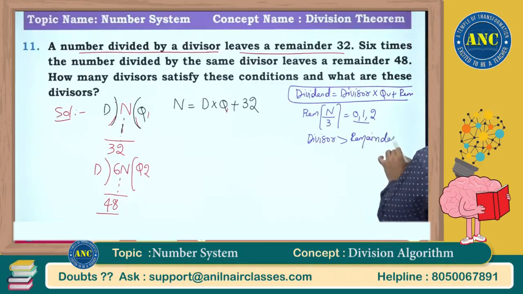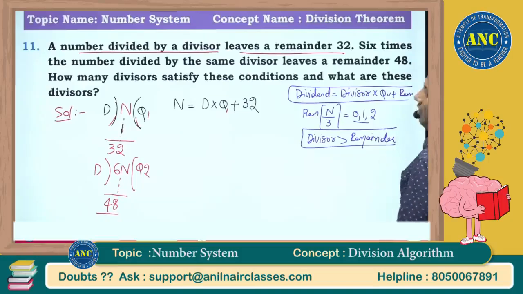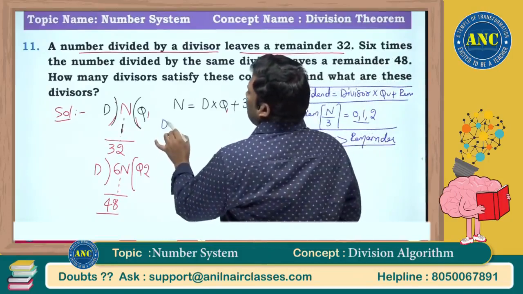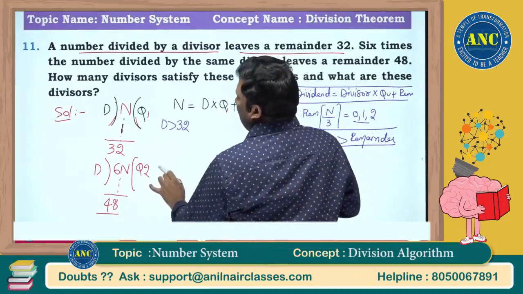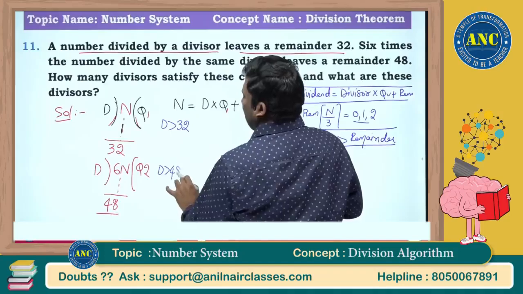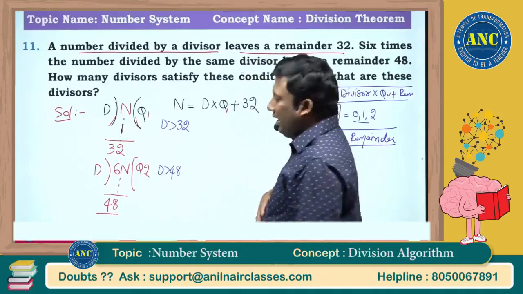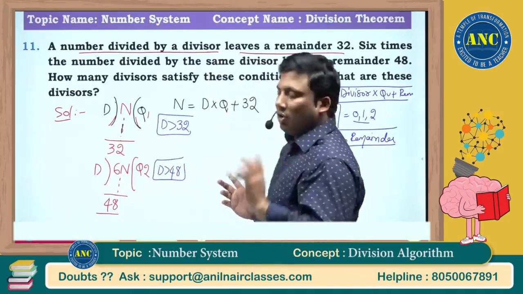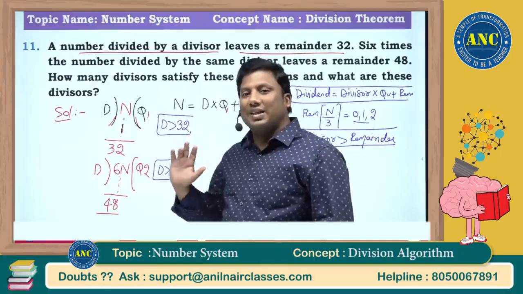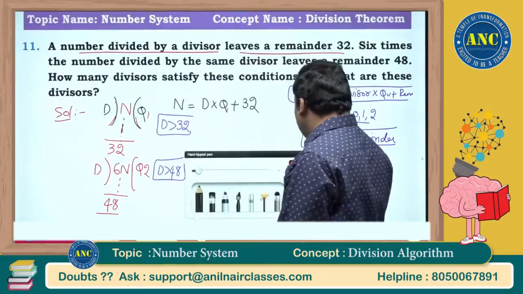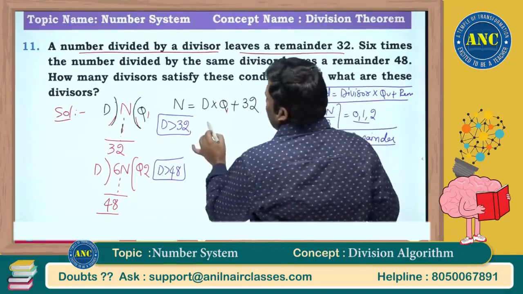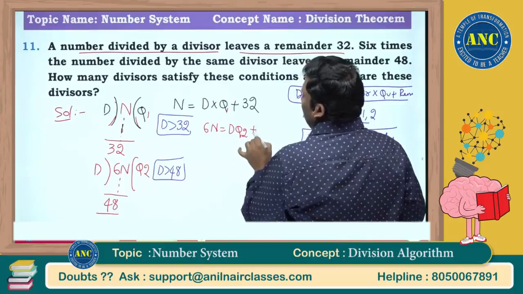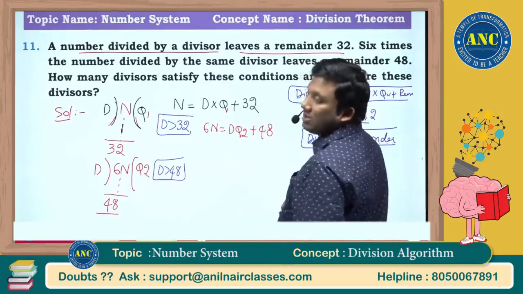Let me use that point here. The divisor is always greater than the remainder. That means d is greater than 32 here, and d is greater than 48 here. So any value greater than 48 is also greater than 32. This is the condition which we should not ignore, because the divisor is always greater than the remainder. What is the next step? 6n is given by d into q2 plus 48.